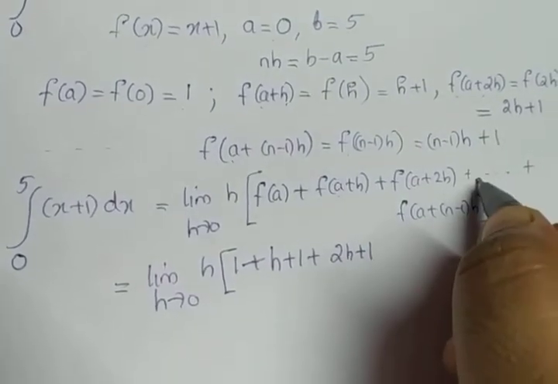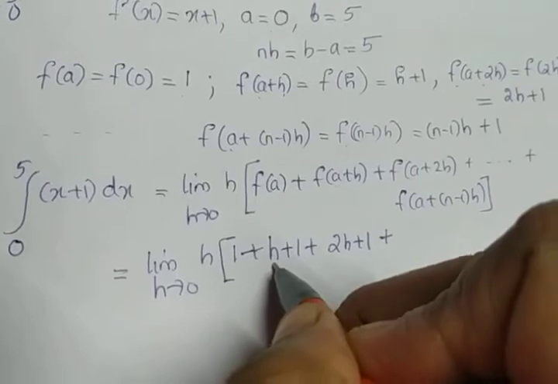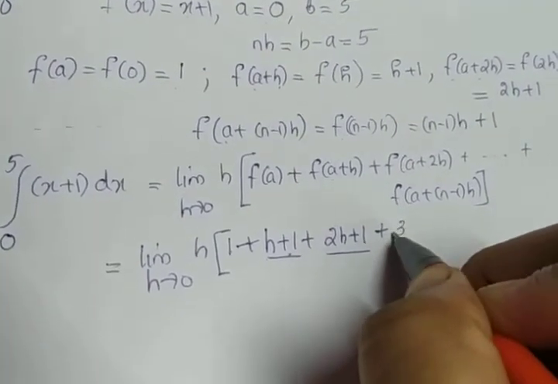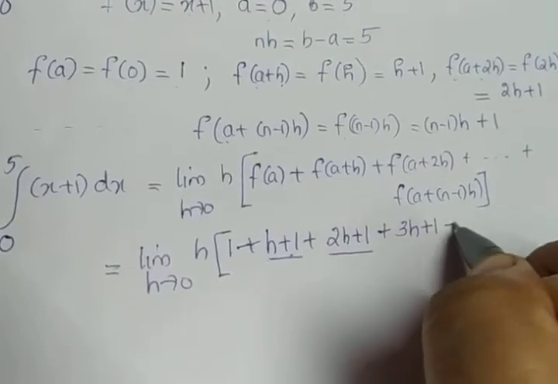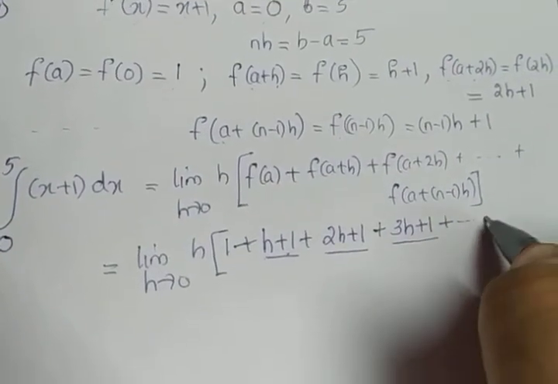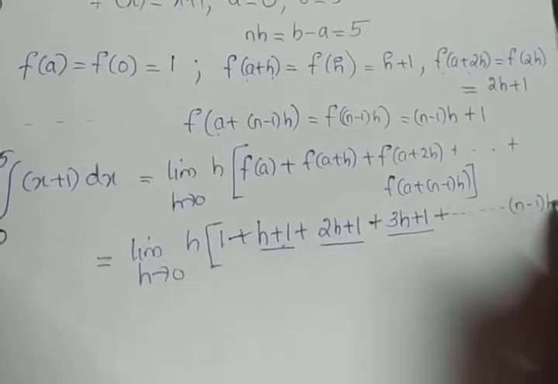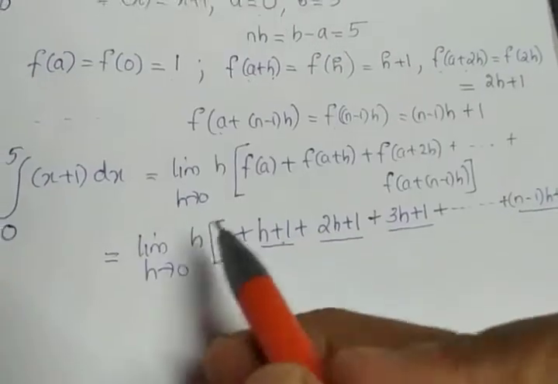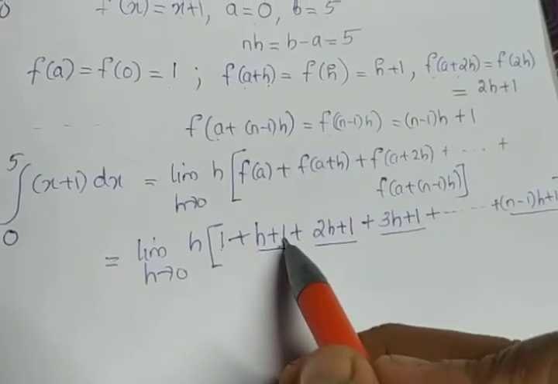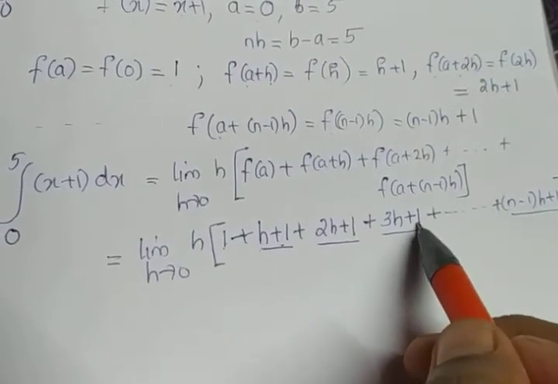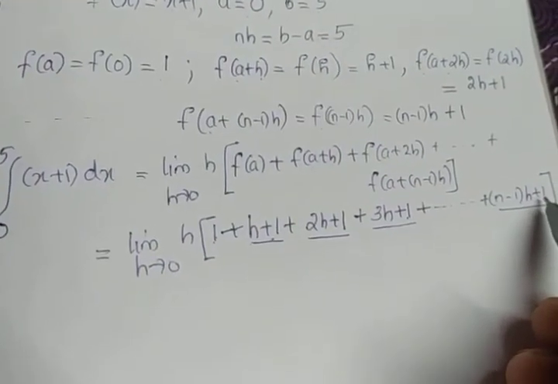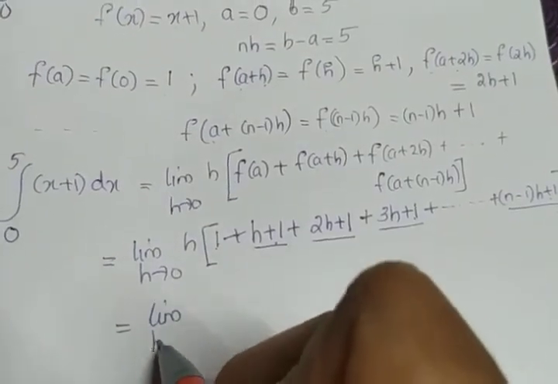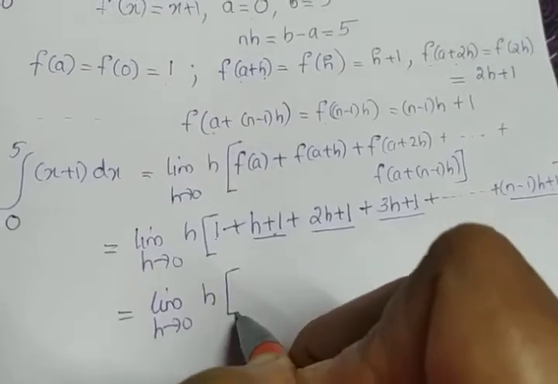Though we didn't write the next term, we can write it easily. Because this is h plus 1, the second term, and the third term we wrote as 2h plus 1, it is quite natural that the next term will be 3h plus 1, plus etc. And the nth term will be n minus 1 into h plus 1. We already got that value. There are n terms altogether. In all the terms, 1 is there. So 1 plus 1 is 2, 2 plus 1 is 3, 3 plus 1 is 4, etc. How many times do we have to add 1? n times. So 1 plus 1 plus 1 plus etc., n times gives you the value n.